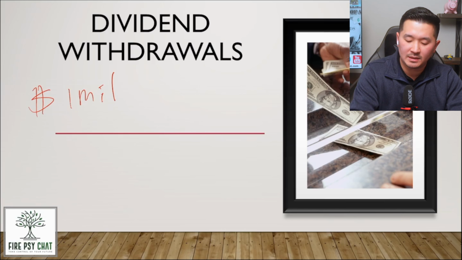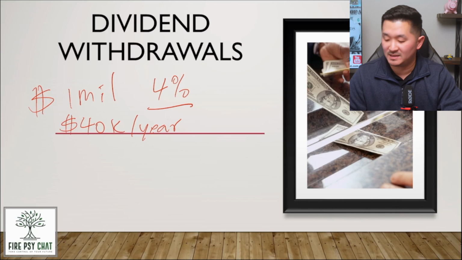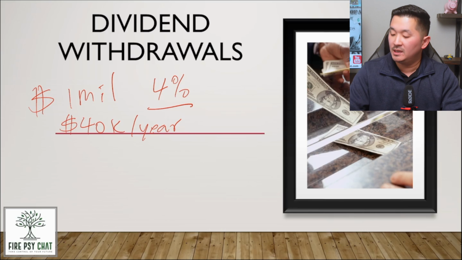So with that in mind, let's say I have $1 million invested in my dividend stock portfolio, and that is yielding 4% annually. Okay, so that means I will make $40K a year, right? Or $10K every quarter. That'd be awesome, right? If you had $40,000 a year in dividend income.